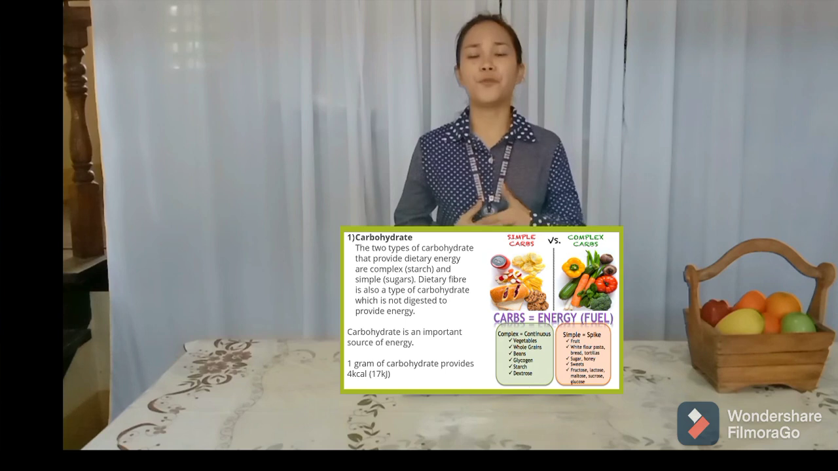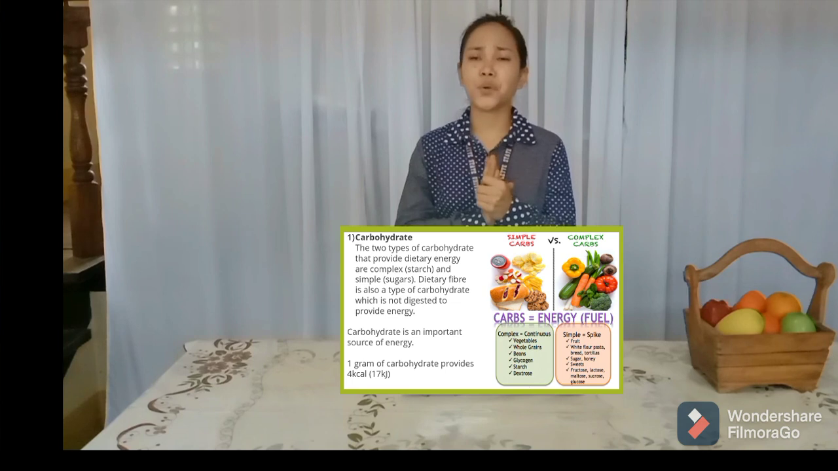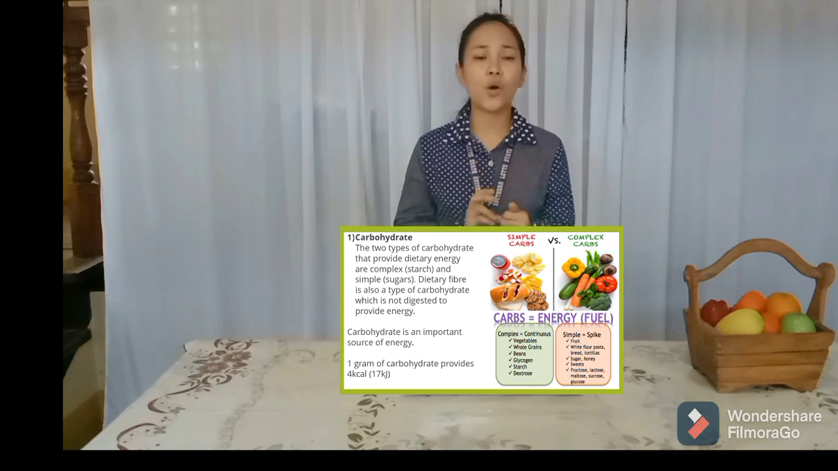First, we're going to tackle the components of macronutrients. The first one is the carbohydrates, which we always consume in our food every day. Carbohydrates are very important because they are a source of energy. One gram of carbohydrate provides 4 kilocalories. There are two types of carbohydrates, the simple carbs and the complex carbs. These two types provide dietary energy, as complex and simple sugar. Dietary fiber is also a type of carbohydrate which is not digested to provide energy.